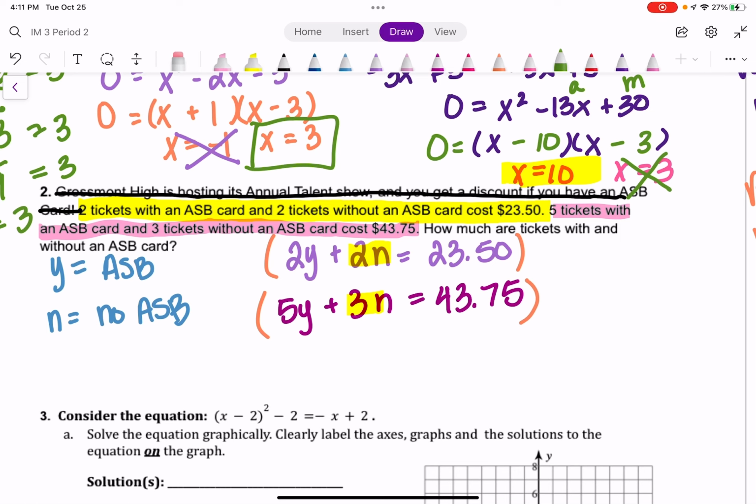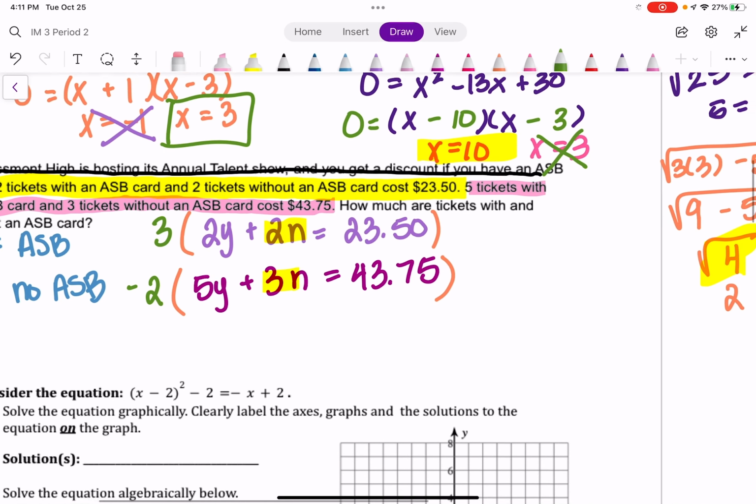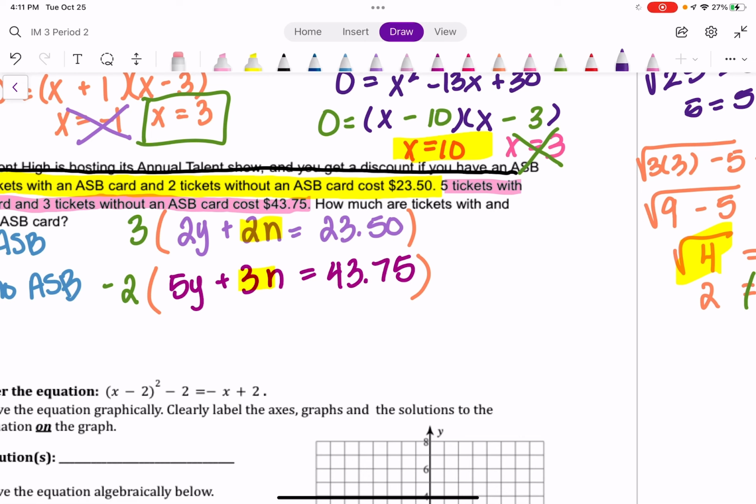So if we wanted to make that 2n into a 6n, we would multiply by 3. If we wanted to make that 3n into a 6n, we'd multiply by 2, okay? One of those 2n's or 3n's is going to have to be negative so that they cancel. So let's just choose this equation to make negative. It doesn't matter which one, right? Just like yesterday. So let me go ahead and rewrite our equations over here.